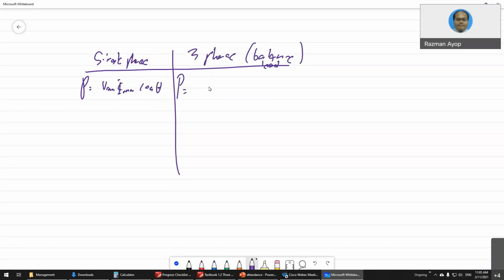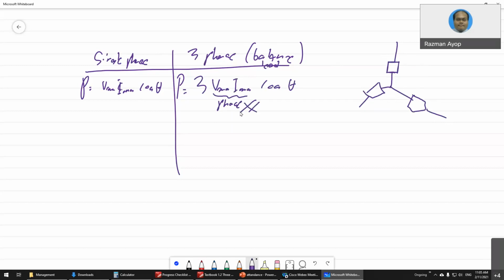P is just the same formula, V RMS, I RMS, cos theta. But don't forget to put 3 because you have 3 phase. You have 3 loads. So that's why you have to multiply by 3. Either star or delta, it should be multiplied by 3. And this value should be in phase. Always use phase. I remind you again, always use phase value.